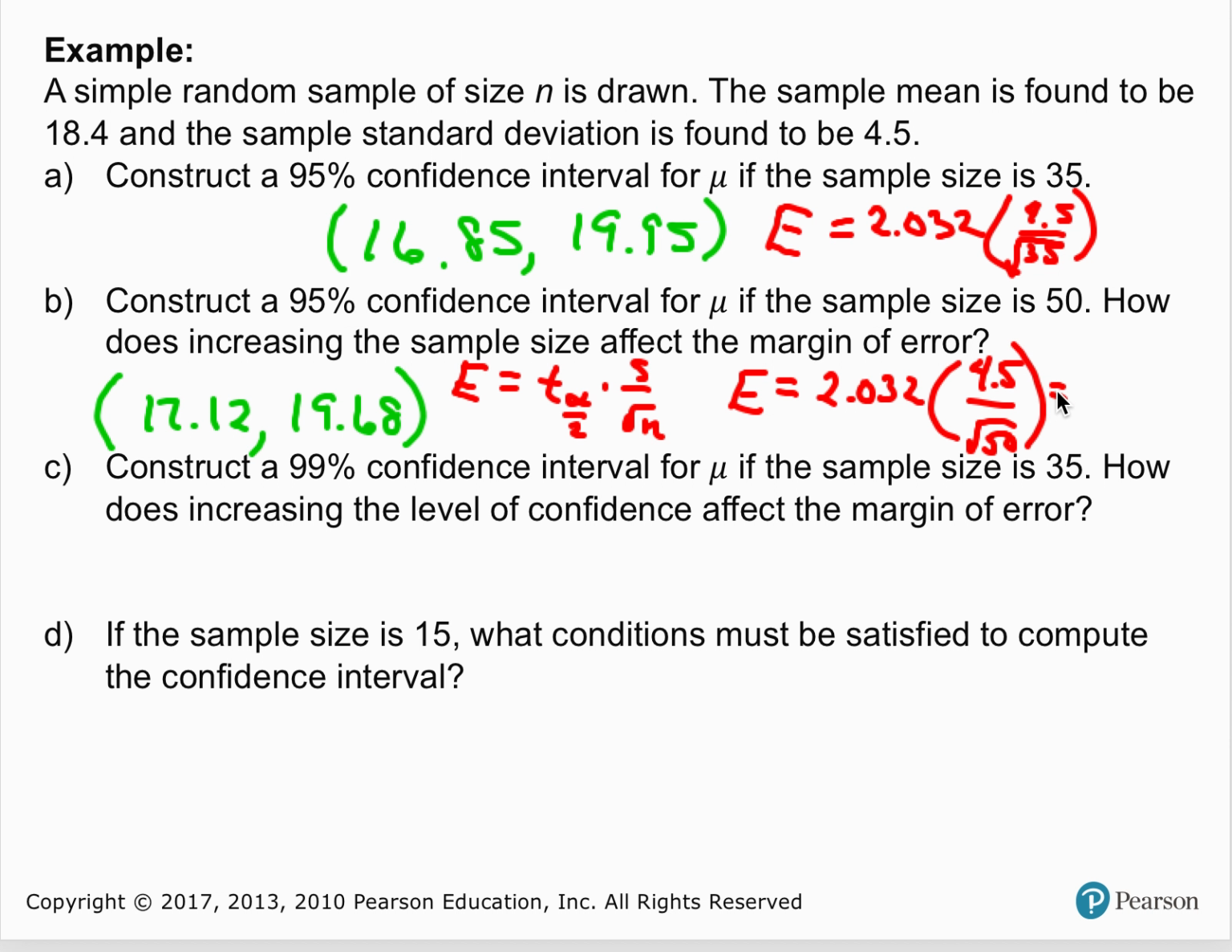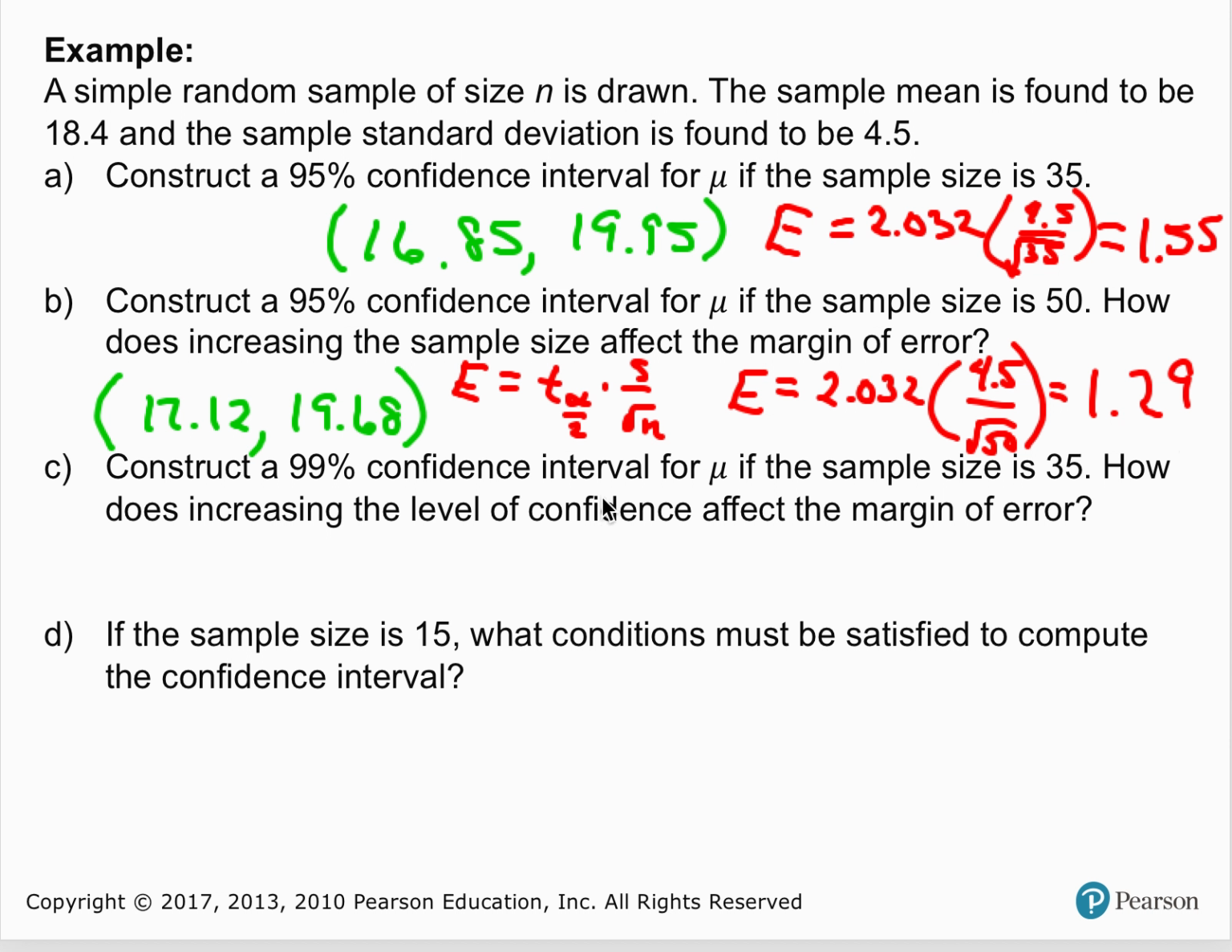So let's put that in our calculator. 2.032 times 4.5 over the square root of 35 is 1.55, and then if I just do second enter and change the 35 to a 50, I get 1.29. So it decreased, right? Our margin of error got smaller. Okay.